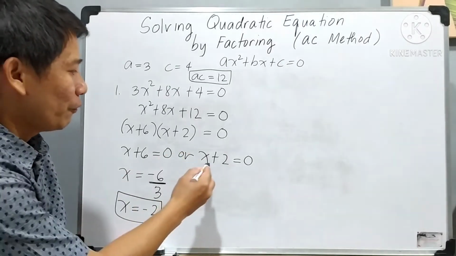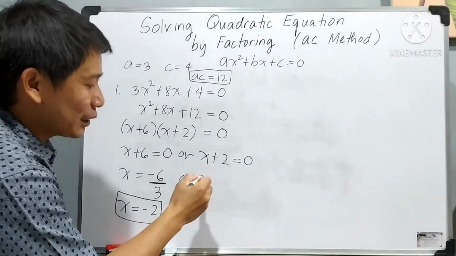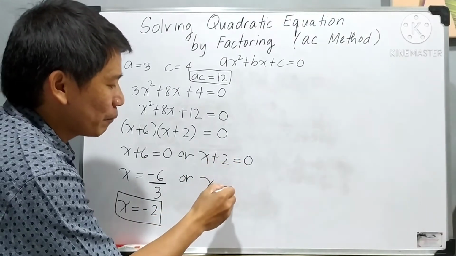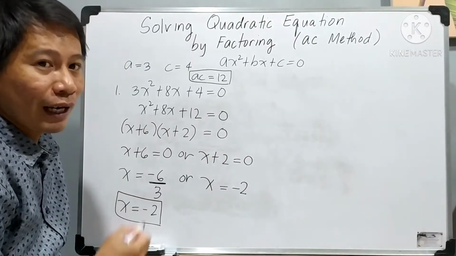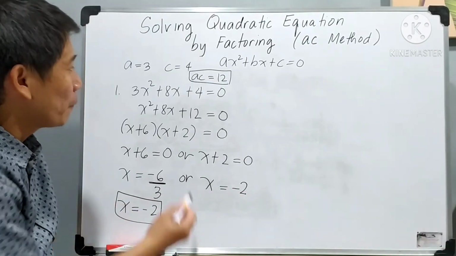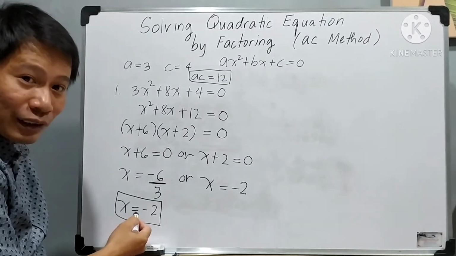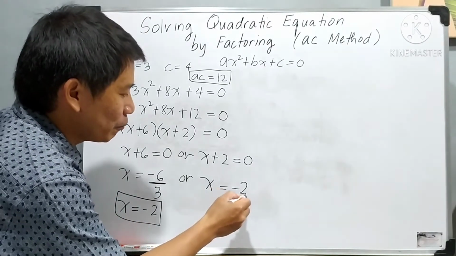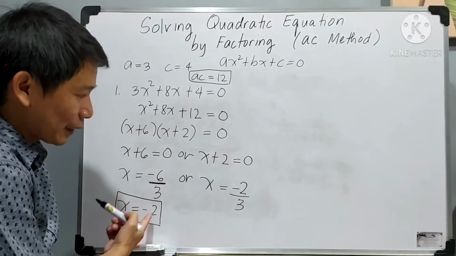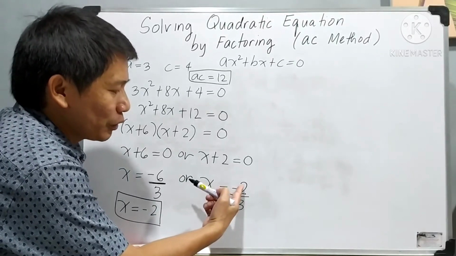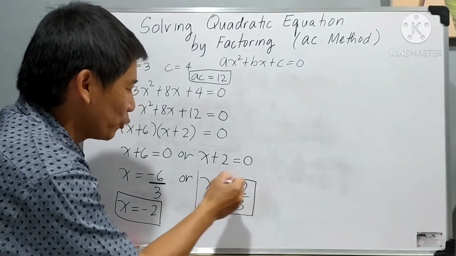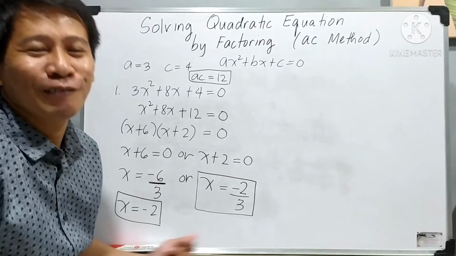So, for the second factor, solve for x. We have x is equal to, transpose positive 2, this will become negative 2. Again, pag nasolve na si x, i-divide yung value ng x sa a, kagaya ng ginawa natin dito sa una. So, i-divide natin yan by 3. Ang kaibahan nito, ito divisible, kaya dinivide natin. Pero ito, si negative 2 is not divisible by 3. So, ibig sabihin, ang sagot natin na pangalawang root is a fraction.